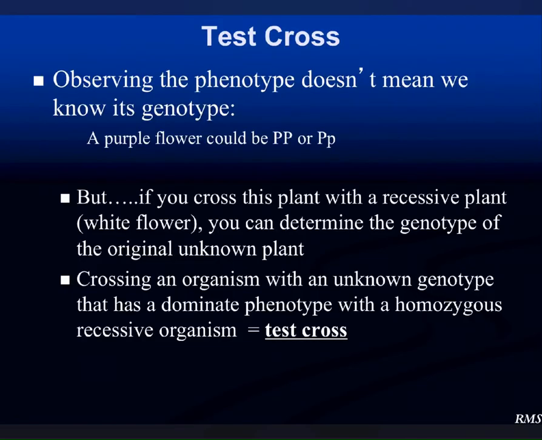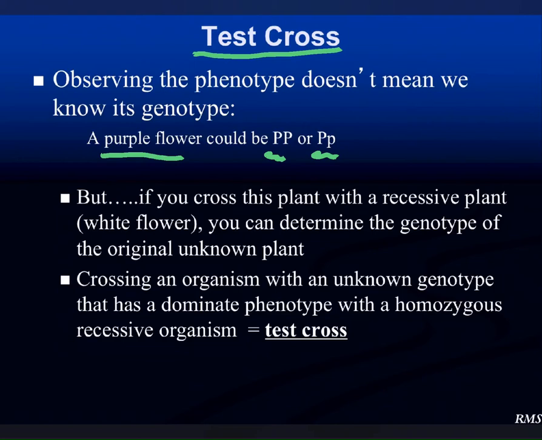The next thing we can look at is what's called a test cross. When you look at an organism's phenotype, that does not necessarily tell you what its genotype could be. So for instance, if we go back to that purple flower idea, the genotype could be big P, big P, or it could be big P, little p, because in both cases, that's going to give you a purple flower. So when you don't know what the genotype is and you need to figure that out, you can do something called a test cross.